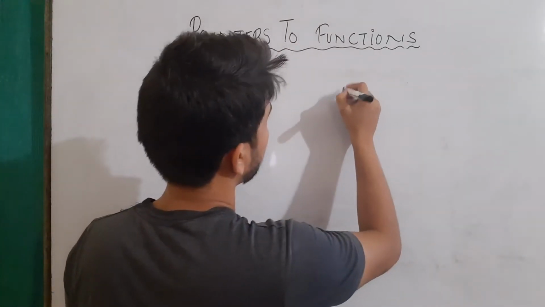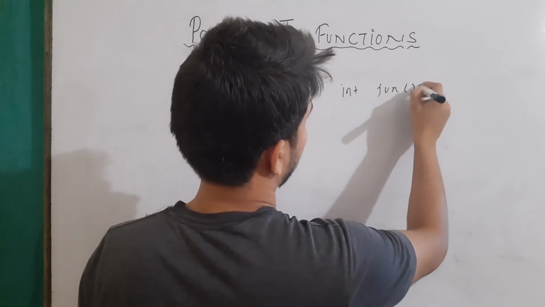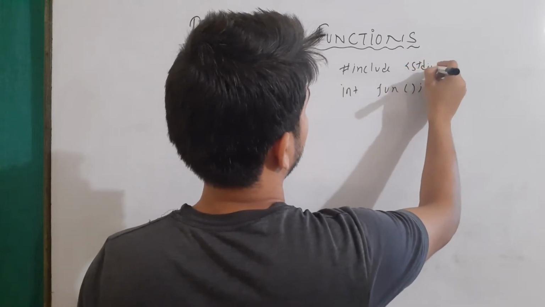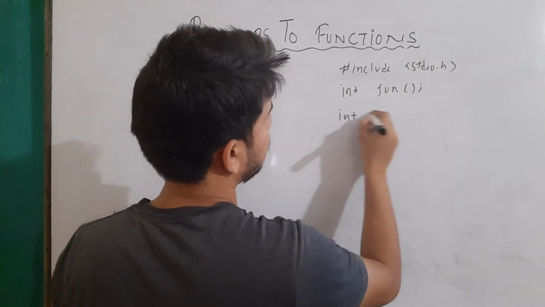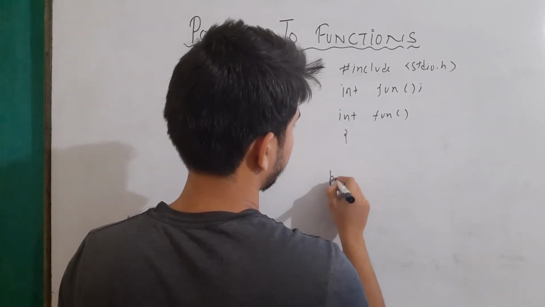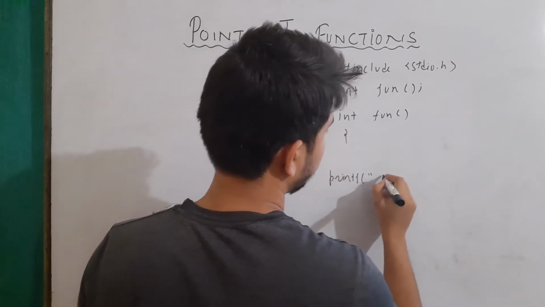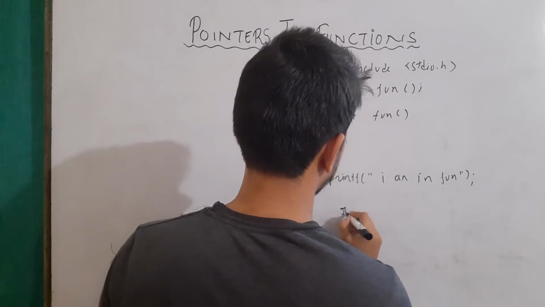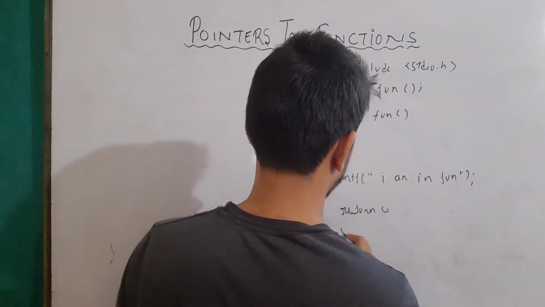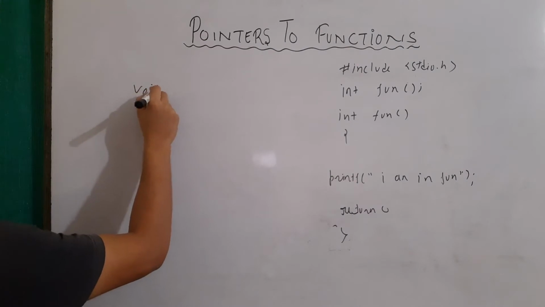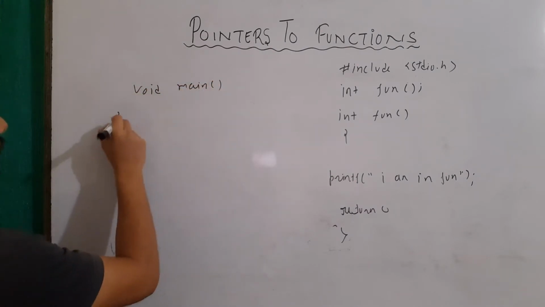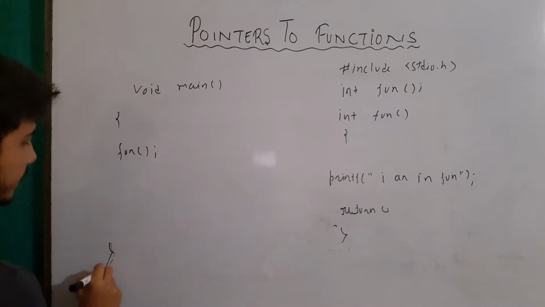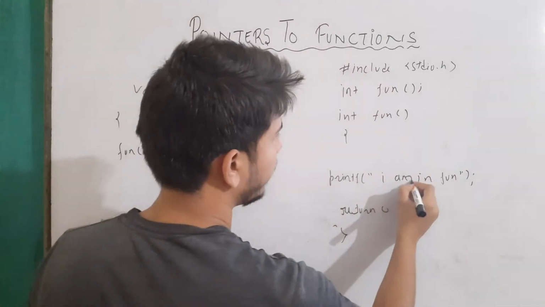Let's say the prototype of our function is int fun, and let's also include our header file, include stdio.h, right? In the definition, I'll write a simple printf statement in which it is written "I am in fun", and let's return 0, and that's all. Here we will make our void main function, and I'll write here, let's say, fun. In this case, right now it will give me the output as I am in fun.